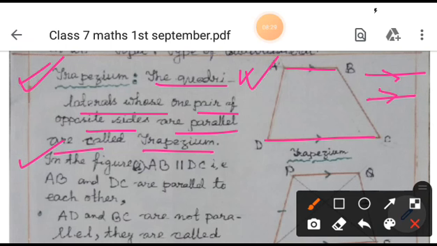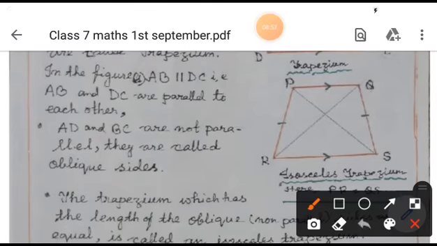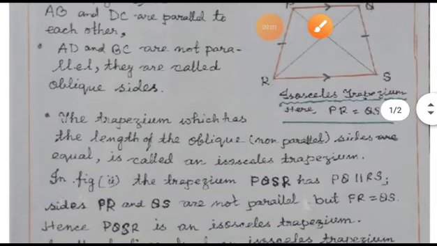So in a trapezium, you have one pair of parallel sides and another pair of non-parallel sides. Now which are the non-parallel pair? This AD and BC. AD and BC are the pair of sides which are non-parallel. So here it is written that AD and BC are non-parallel sides. They are called oblique sides. The non-parallel sides are called oblique sides. Next, a trapezium which has oblique or non-parallel sides of equal length is called an isosceles trapezium.